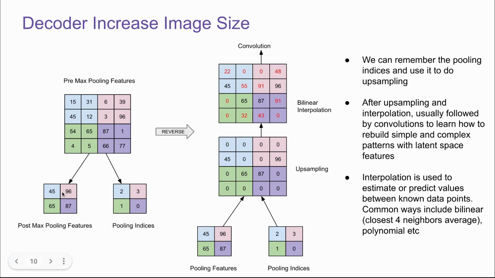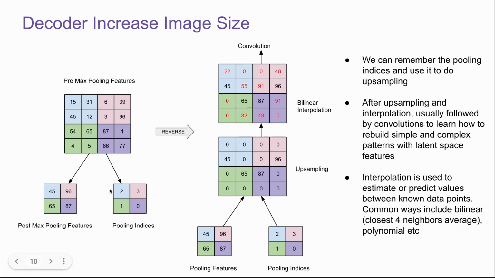So the max pooling feature map will be 45, which is the largest in this blue box, and then 96, which is the largest in this pink box, and then 65, which is the largest in this green box, and then 87. Other than keeping the max pooling features, let's also keep the pooling indices. So in this case, it's 0, 1, 2, 0, 1, 2, 3, 0, 1, and then 0. Now we have these two matrices.